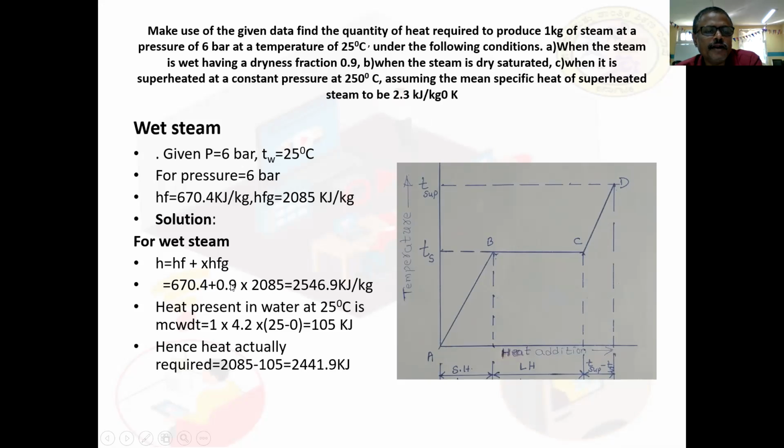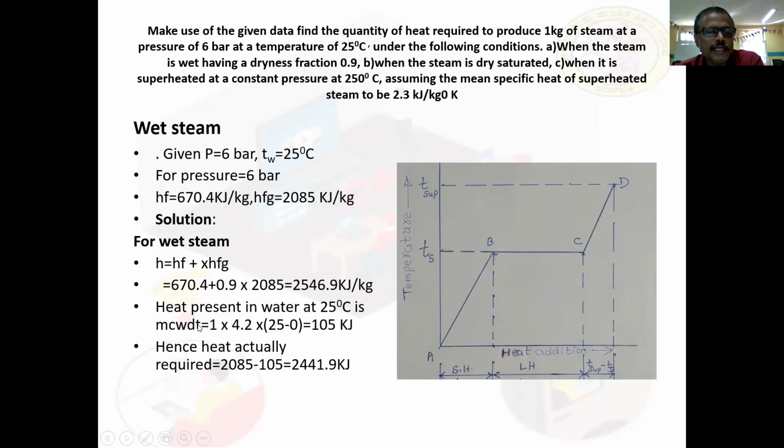It is 90% dry. So put X equal to 0.9 into HFG, that is 2085. So after substituting, you will get this answer. You need 2546.9 kilojoules of heat to produce 1 kg of steam. But in this problem, water is already at 25 degrees centigrade. Some heat is present in water at 25 degrees centigrade. So what is that heat?